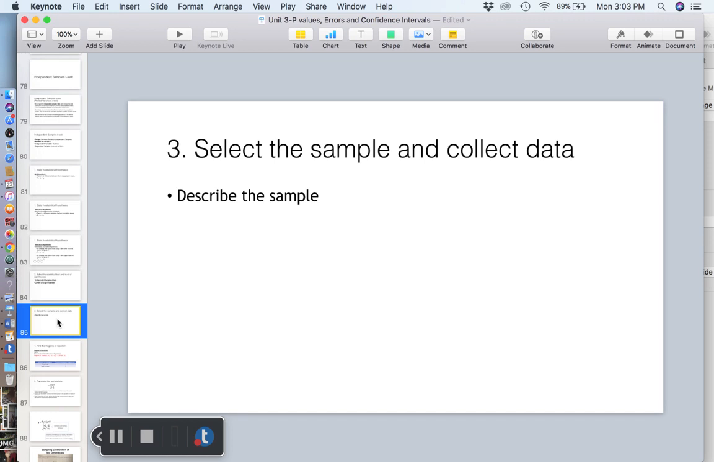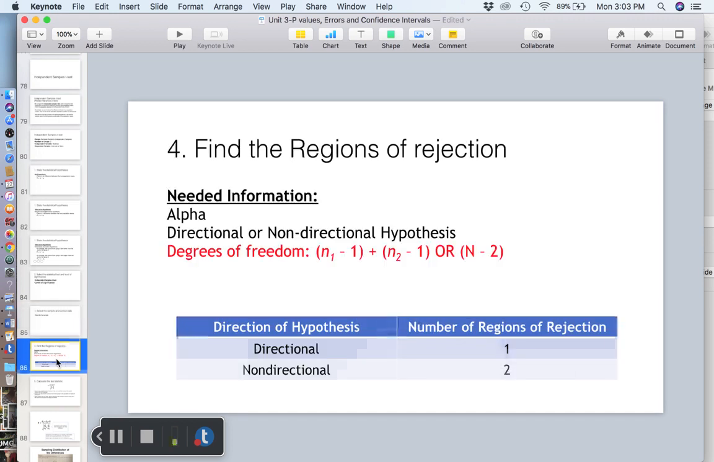From there, we're going to select the sample and collect some data. That's step 3. Now for step 4, we're going to find our regions of rejection. So if you all think back to our one sample t-test, and even for our correlated samples t-test, we needed to know alpha, we needed to know if we had a directional or non-directional alternative hypothesis, and we also needed degrees of freedom.